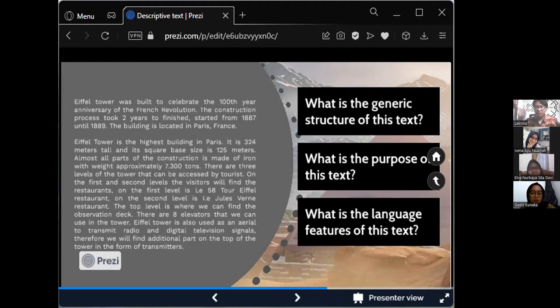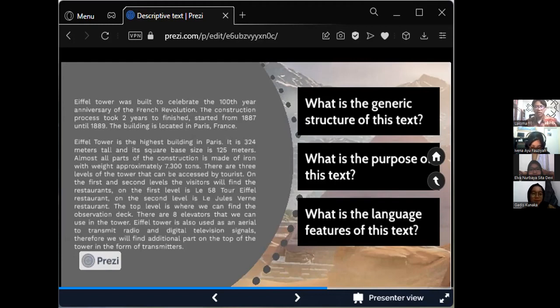And about the third question, I think this is the hardest. Okay, do you still remember it? Maybe the highest building in Paris. Okay, it's an adjective, so it's the second. It's one of the language features of this text, and it's okay. You are doing a great job about that.